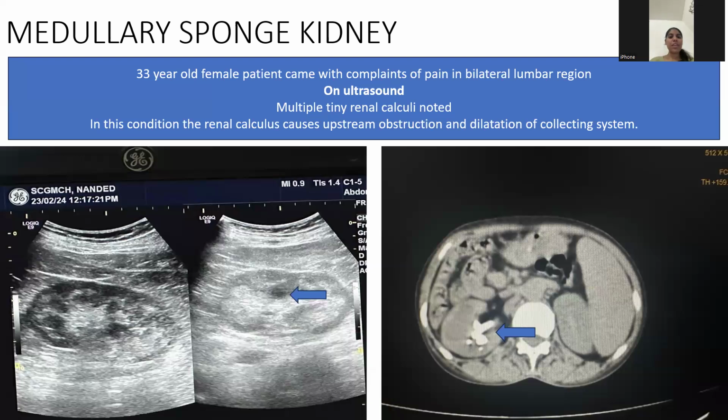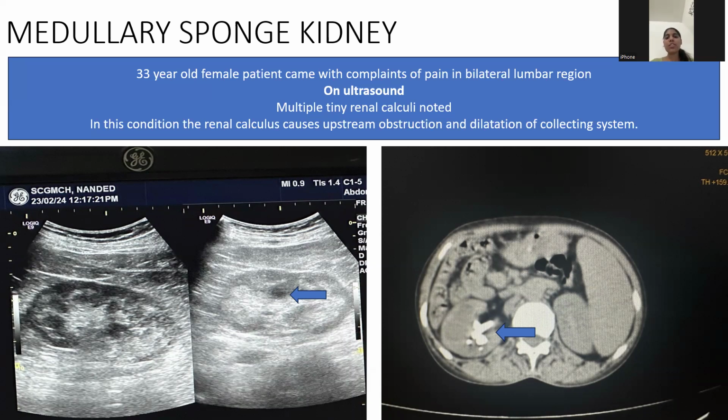Next condition, here is a 33-year-old female patient who came with complaints of pain in the bilateral lumbar region. We are able to see multiple tiny hyperechoic calculi which are present, and these tiny multiple calculi are causing upstream obstruction and also dilatation of the collecting system. Because of this dilatation of the collecting system, we see dilated renal calyces. And on ultrasound, these are showing posterior acoustic enhancement.